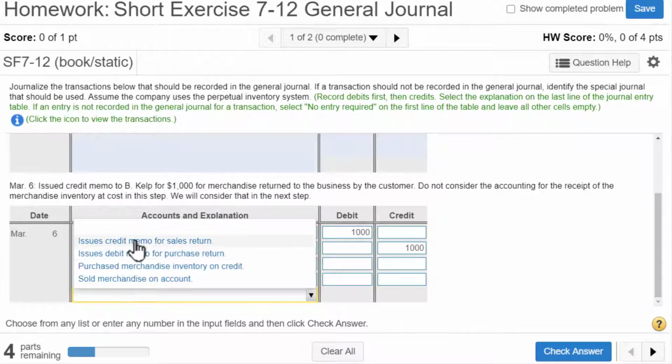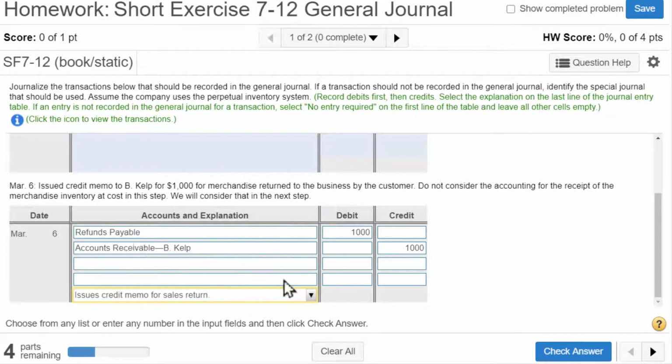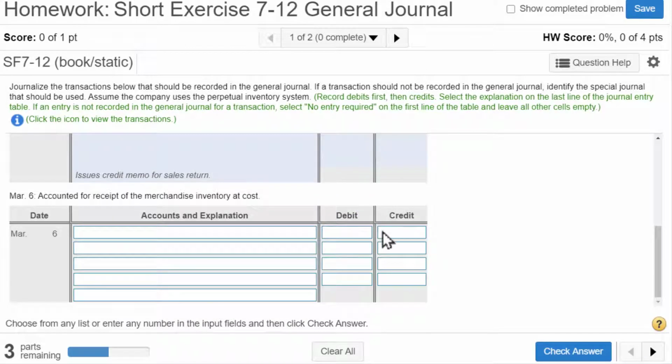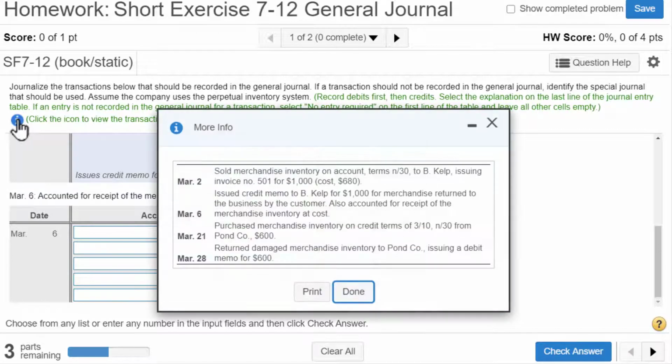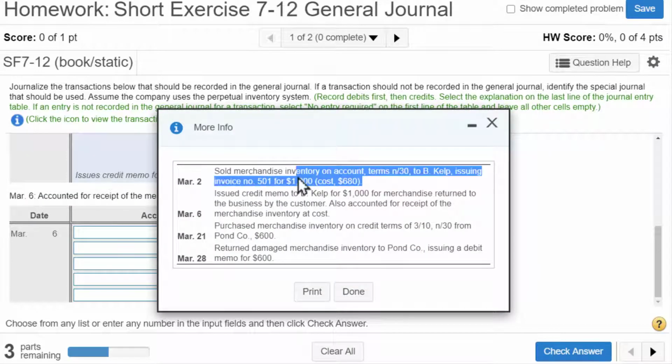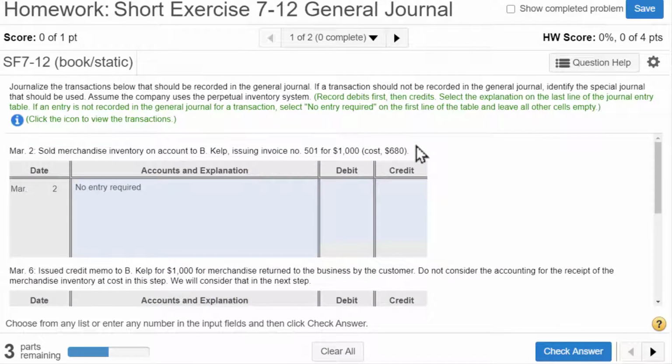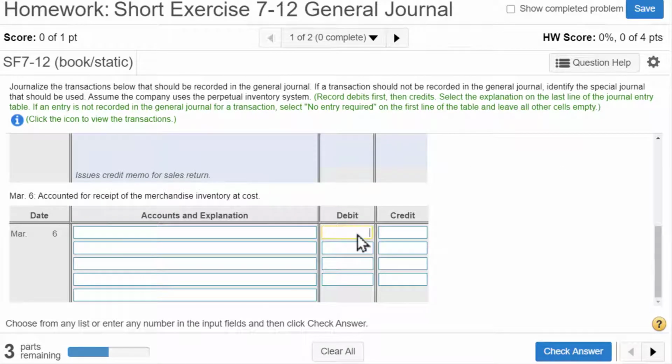Issued a credit memo for a sales return. Remember, a purchase return is when we purchase something and then we return it. All right. So the inventory is coming back to us. So we have to go see how much that inventory cost us. You could open this up and see that it costs us $680. Or if you just want to scroll up, we can see that it costs us $680 over here. So our debit and our credit is $680. That's the cost of the goods.